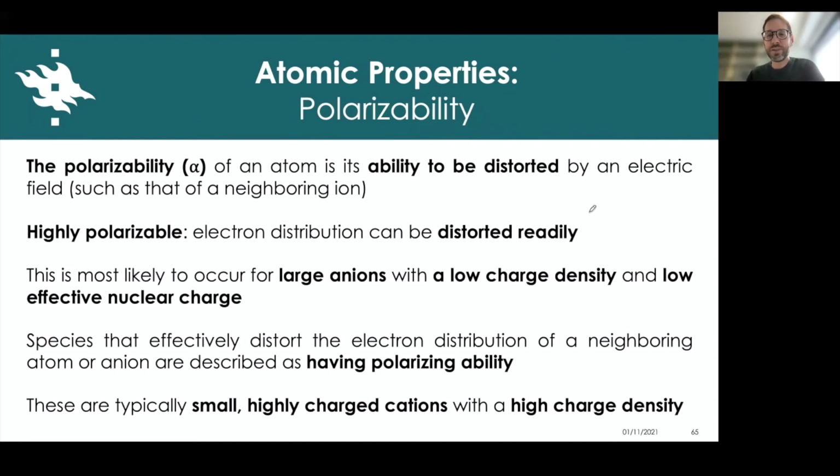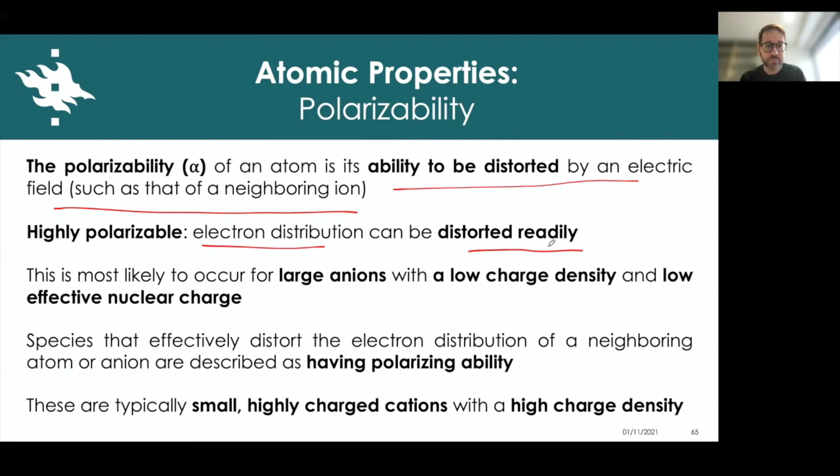Another important atomic property is the polarizability, which is defined as the ability of an atom to be distorted by an electric field, such as a neighboring ion. So it's the ability of this atom to be distorted by a neighboring atom. If an atom is highly polarizable, it means that the electron distribution can be distorted readily or easily. And this is most likely to occur if we have large anions with low charge density and low effective nuclear charge, so that the outermost electrons are less tightly bound to the nucleus.